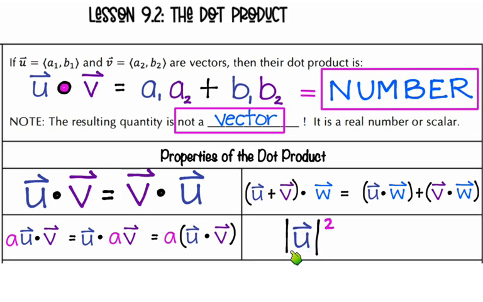Now this, of course, means magnitude. The magnitude of u, which we know is a number. We're going to have the magnitude, and we're going to square the number. To do the magnitude, remember, it would be a squared plus b squared, take the square root. But we also notice that the magnitude squared is the same thing as u dot u. So if we think about that, what that would end up with is a sub 1 times a sub 1, which would be a squared, plus b sub 1 times b sub 1, b squared.